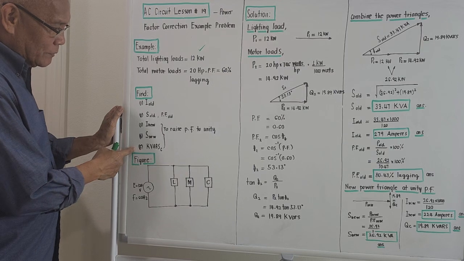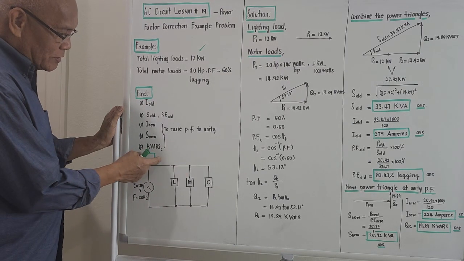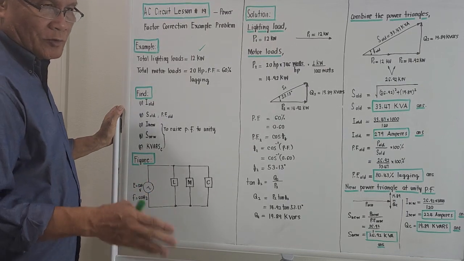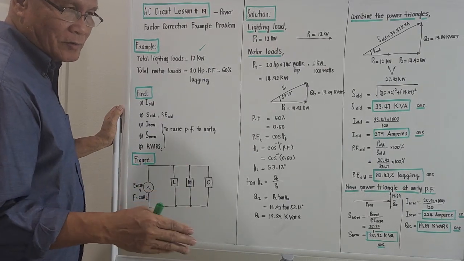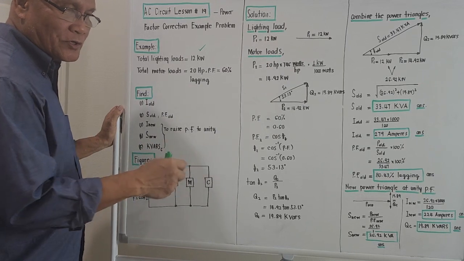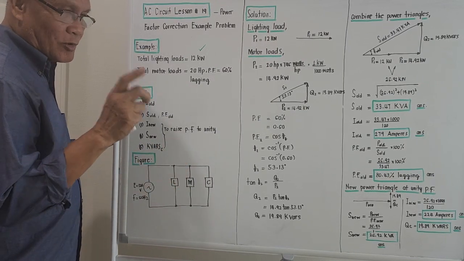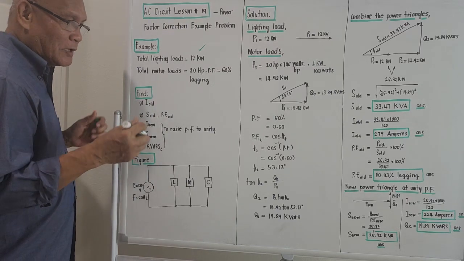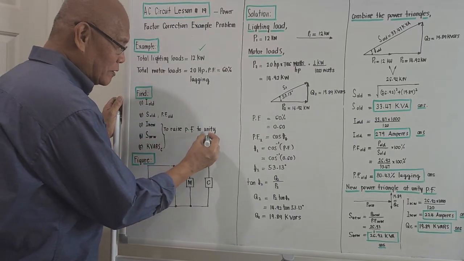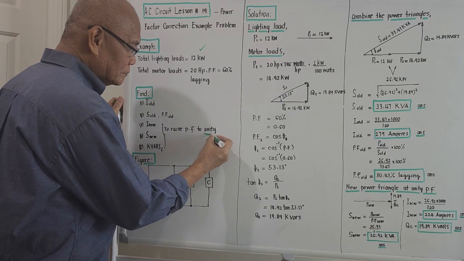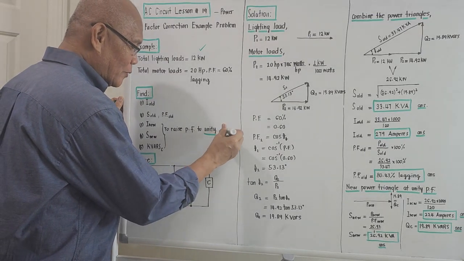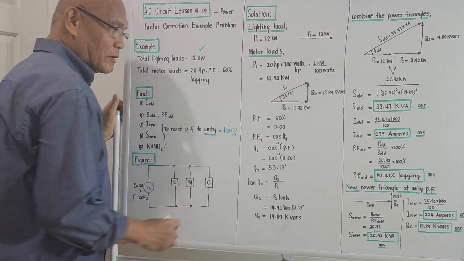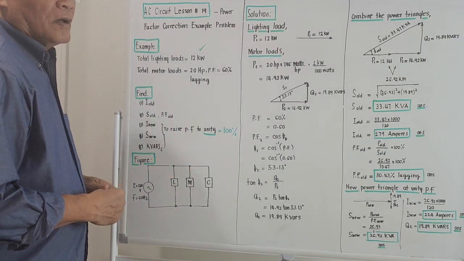Number 5, the kilovars with the subscript C, meaning what will be the kilovars of the condenser needed to be connected in parallel with the system such that the resulting power factor of the system, the overall, after the connection, will be unity. So meaning we are expecting a 100% efficiency. Okay?